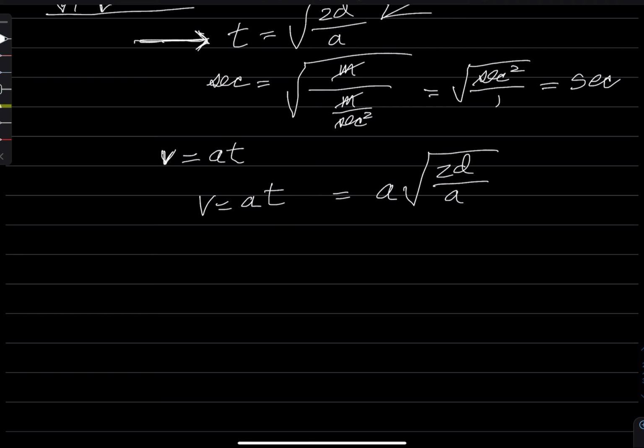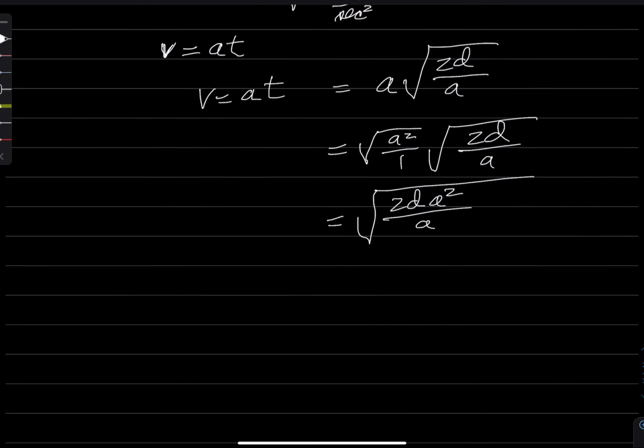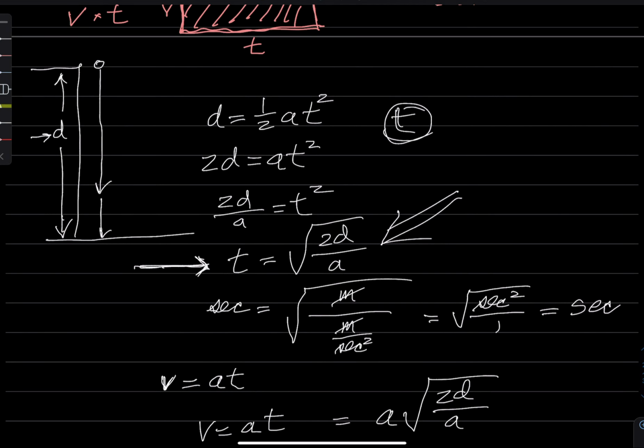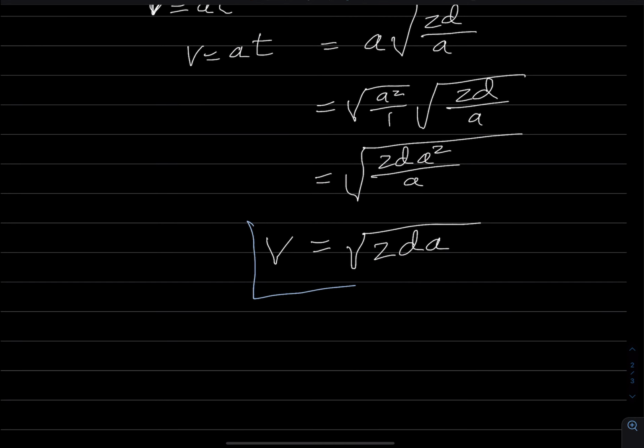That'll keep you from getting in trouble at the physics test. That's the square root of a squared over 1 times the square root of 2d over a, and that's the square root of 2d a squared over a, and that's the square root of 2d a. Okay, so that's the speed at which the particle hits. And when we take a look at energy, we'll have an even easier way of doing it. Okay, so now we know if something has been falling for a certain amount of time, we can figure out how far it fell. We can figure out how long it took to fall that distance, and we can figure out the speed at which it hit.